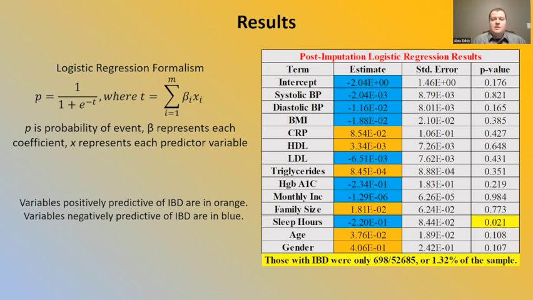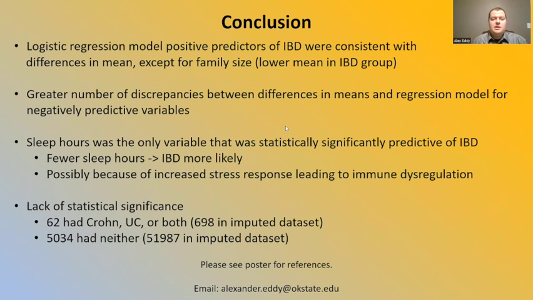Sleep hours was the only variable found to be statistically significant here, with less sleep being predictive of acquiring inflammatory bowel disease. So in conclusion, in the logistic regression model, positive predictors of IBD were pretty consistent with the differences in means, except for family size, which had a lower mean in the IBD group. However, for the negative predictive values in the regression model, there were a greater number of discrepancies between those and the differences in mean.